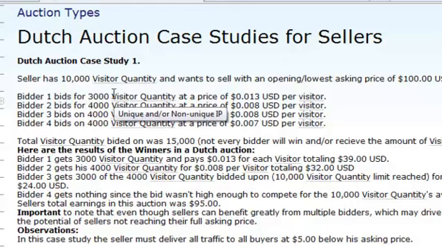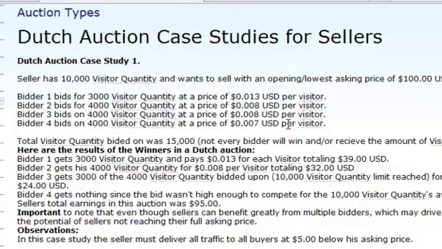Now obviously there's only 10,000 visitor quantity here, so not all these bidders are going to win, and not all of them are going to win the amounts that they bid on, which is usually based on the amount of money that they bid per visitor. The second most important thing to note is that Dutch auctions allow for bids as low as 1/10 of a cent. So here we have 8/10 of a cent. Here we have 1.3 cents. And over here we get 7/10 of a cent. So keep that in mind when placing bids.